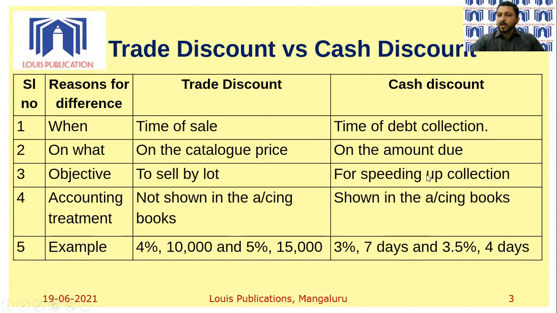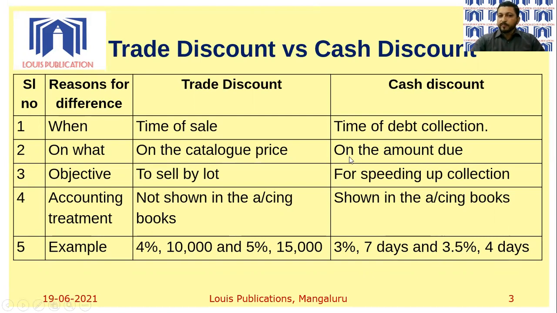When it comes to cash discount, the objective is to speed up collection. You know, how early a customer or a debtor can pay to the business. If you look at the example, 3% 7 days, 3.5% 4 days. What does this mean? If the customer makes the payment, whatever is due to the business, within 7 days, he gets a discount of 3%. But if he makes the payment within 4 days, he gets a discount of 3.5%. That means the earlier the customer pays, the more discount will be available.